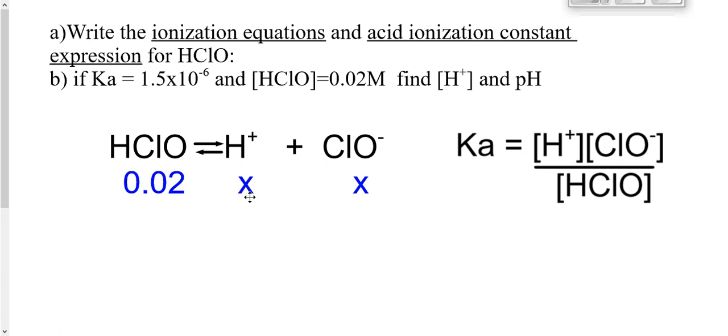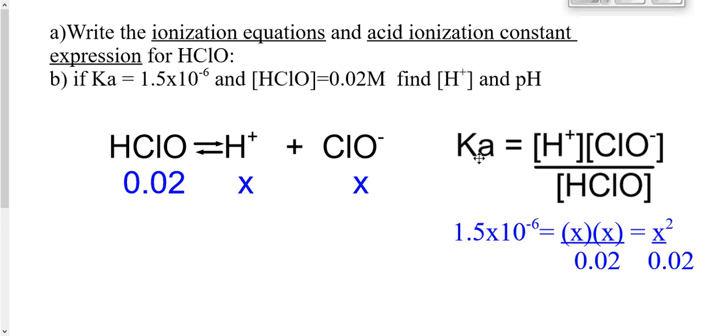So we're going to let X stand in place of the amounts of hydrogen and hypochlorite. Let's substitute this and our value for Ka into my equilibrium expression. Substituting the values 1.5 times 10 to the minus 6 in place of Ka, my concentrations of hydrogen and hypochlorite both being X, and my concentration of hydrogen hypochlorite being 0.02, I can simplify this to say X squared over 0.02 is equal to 1.5 times 10 to the minus 6. Solving for X, we get an answer of 1.73 times 10 to the minus 4.